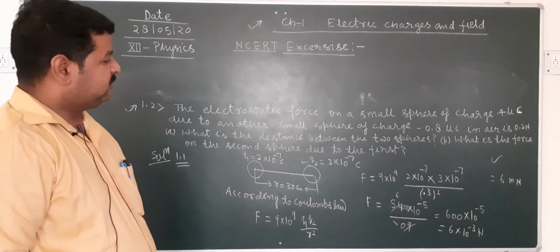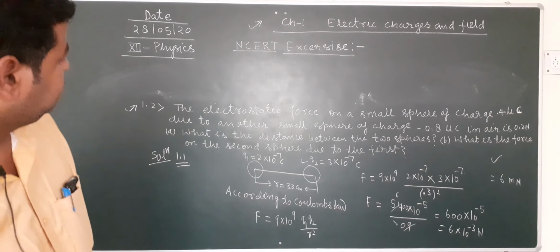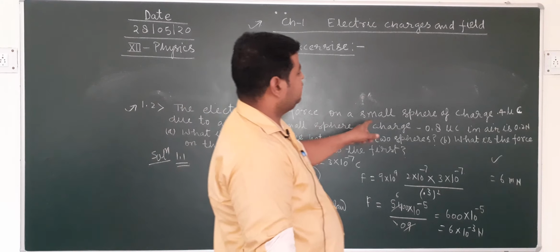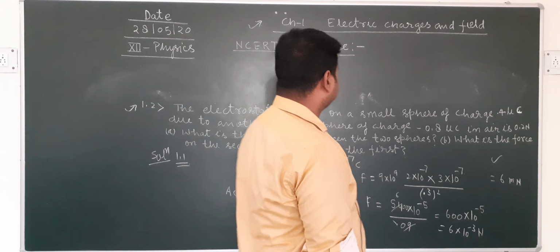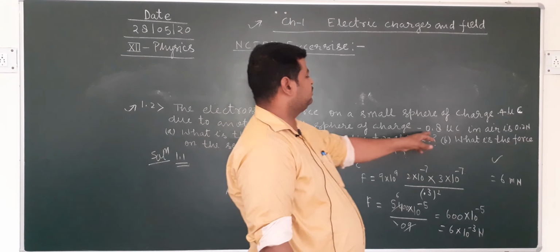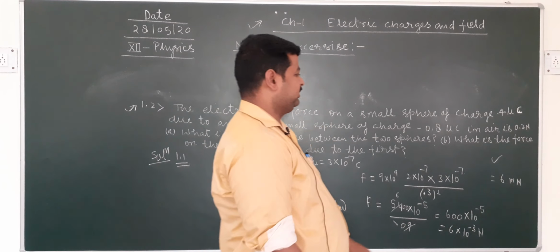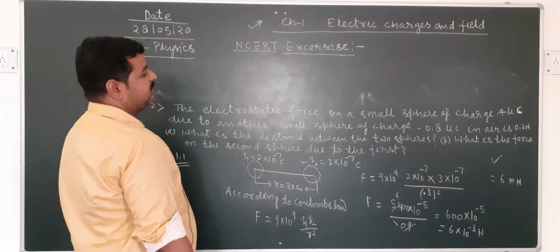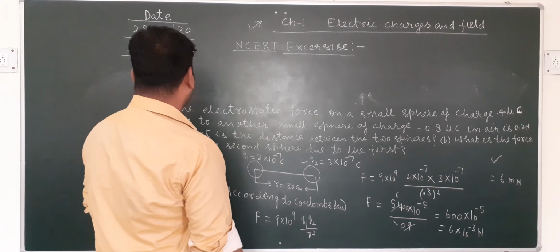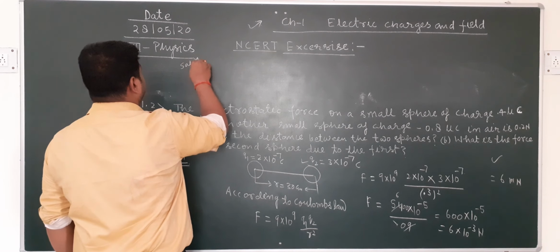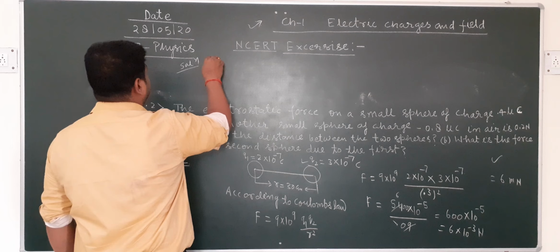So in the second question, it is given the electrostatic force on a small sphere of charge 0.4 microcoulomb due to another small sphere of charge minus 0.8 microcoulomb in air is 0.2 Newton. So here we draw the diagram to solve the problem. First of all, we draw the diagram. So solution of 1.2.